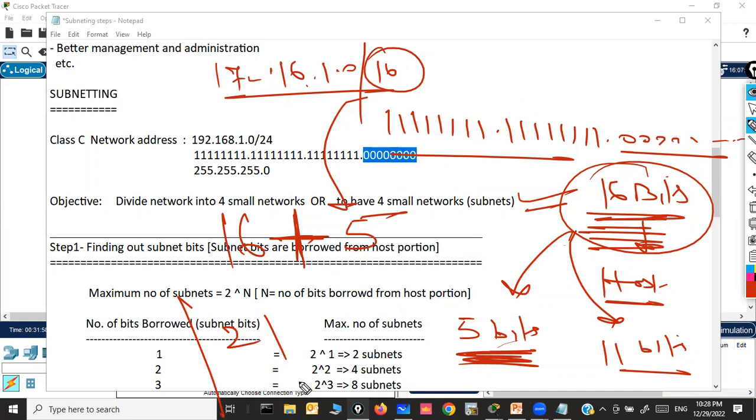There has to be enough zeros to borrow, right? If there are only two zeros in the mask, obviously we cannot borrow much. But if there are 8 zeros, 16 zeros, or 10 zeros, we can borrow them from the host portion. I'll take a couple more examples to explain this further.